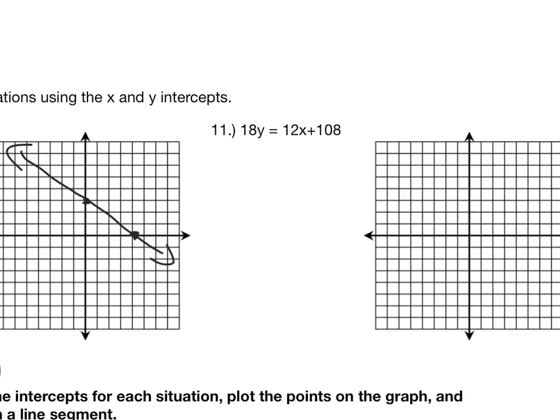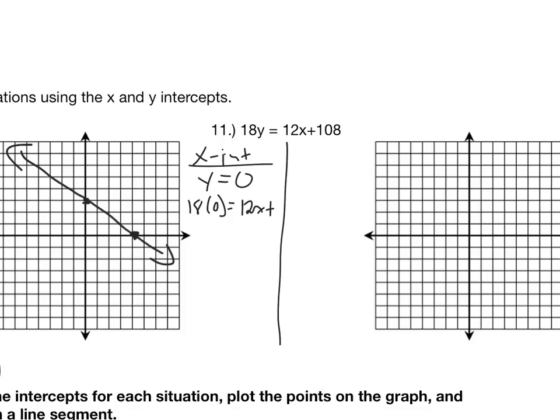Number 11, x-intercept. Let's do that first. So for x-intercept, your y has to equal 0. So anywhere you see a y, you're going to plug in 0. So that would be 18 times 0 equals 12x plus 108. That's not enough room for me, so let me erase this.